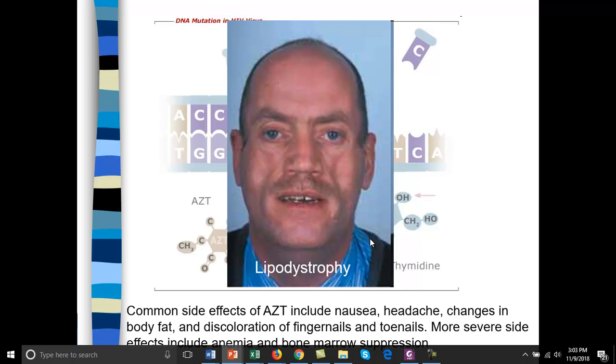AZT causes a maldistribution of fat in tissues, so the fat builds up in the upper back, so it looks like they have a hump back, and also you get this kind of sunken cheek look, especially around the nose. And this is just maldistribution of fat. It has nothing to do with HIV. It's just a side effect of the drug to treat HIV.